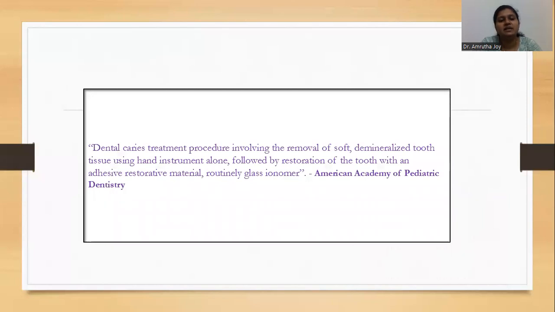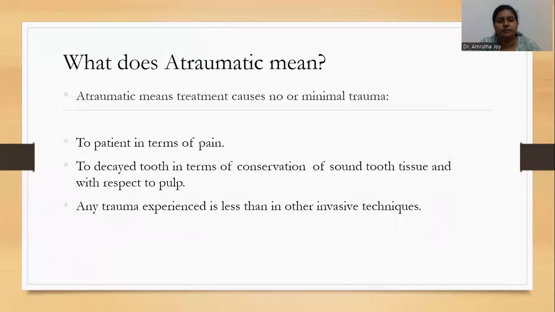So ART is the dental caries treatment procedure involving the removal of soft demineralized tooth tissue using hand instruments alone, followed by restoration of the tooth with an adhesive restorative material, routinely glass ionomer cement. So what does atraumatic mean? Atraumatic means causing minimal trauma or no pain.